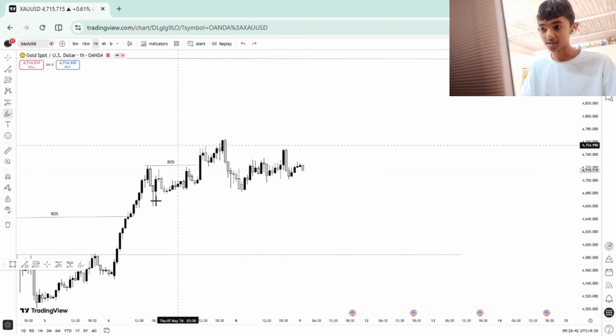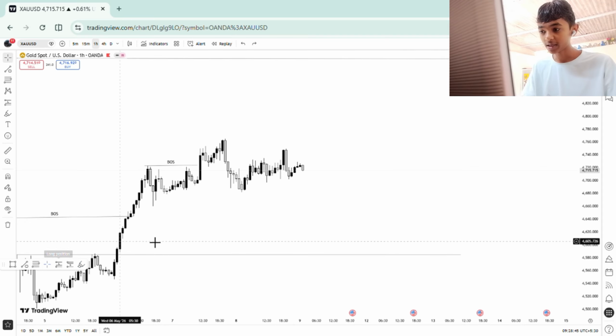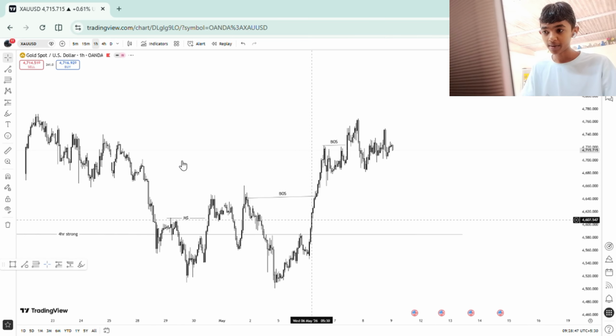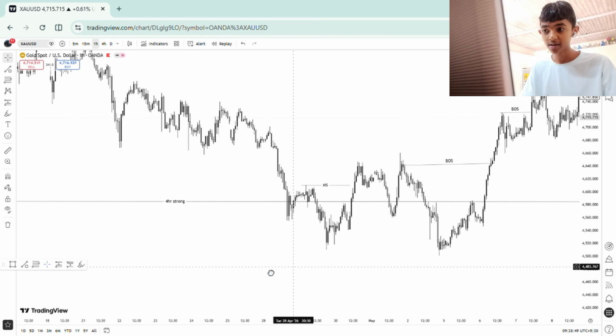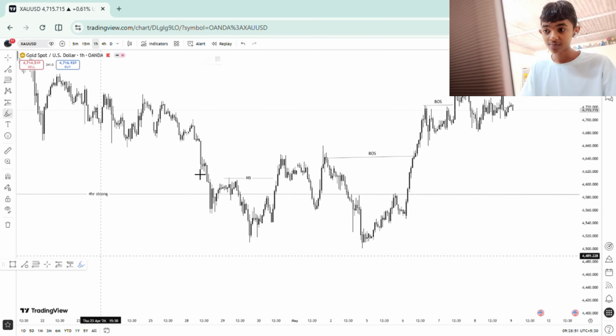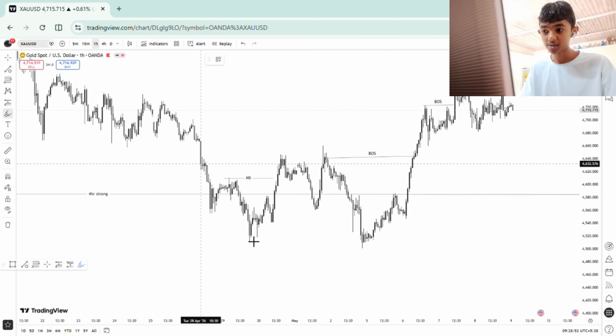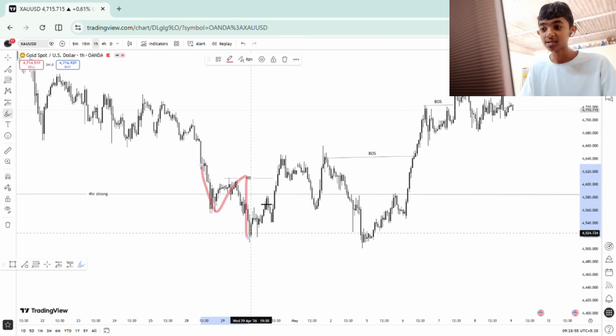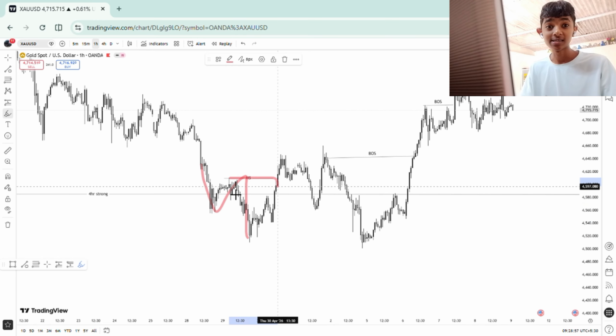And see, in this one price came here and broke past these, because this and this were the points of interest which led to this breakout structure, but price didn't respect them and broke past. It's a liquidity sweep.